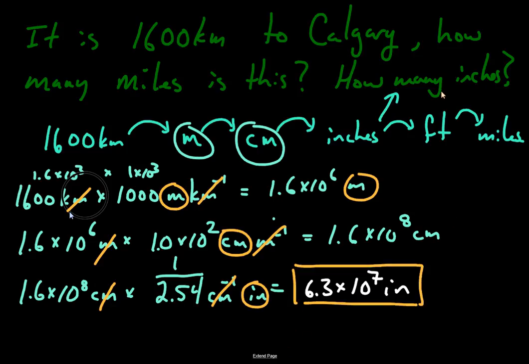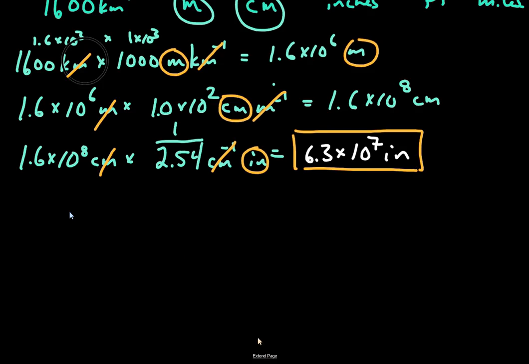So we just save that for later because you asked how many inches. But now we got to go to miles. So before we go to miles, we got to go to feet. Okay, so let's do that. We've now got 6.3 times 10 to the 7 inches, and we know that there is 12 inches for every foot. 12 inches per foot.